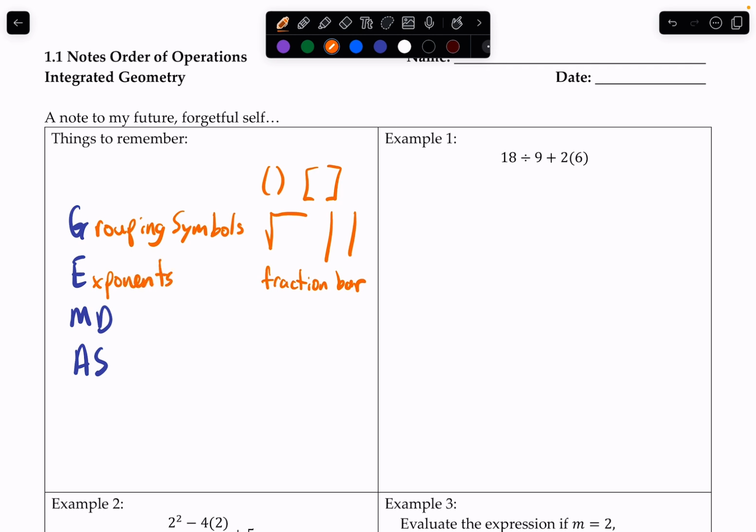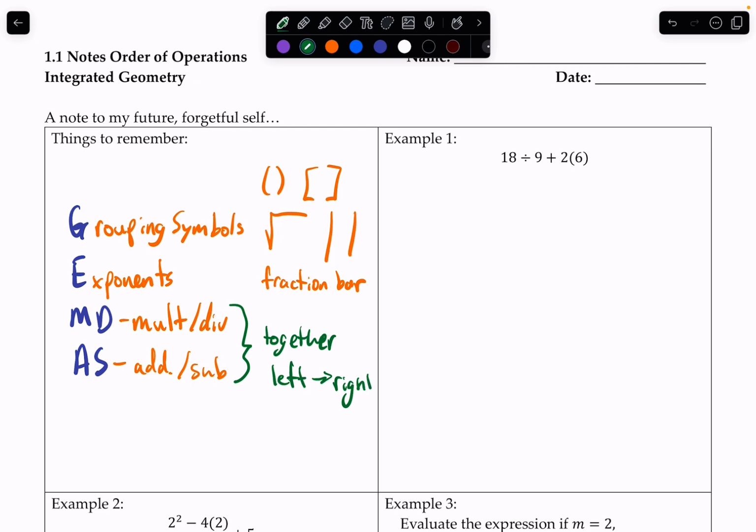exponents. That would be followed by multiplication and division. You'll notice I wrote those together because multiplication and division, as well as addition and subtraction, have to be done together, and we do those from left to right. So we do those in the same step, left to right. And maybe we'll see that in a couple of these problems here. So that's your general kind of order of operations. Let's go through a couple problems using those.